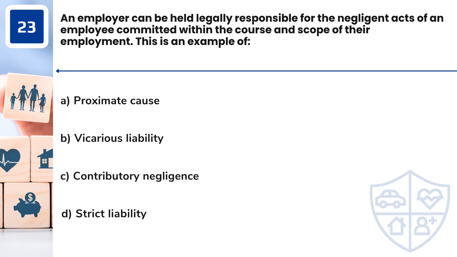Question 23. An employer can be held legally responsible for the negligent acts of an employee committed within the course and scope of their employment. This is an example of A. Proximate cause. B. Vicarious liability. C. Contributory negligence. D. Strict liability.